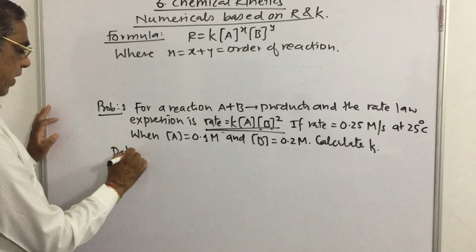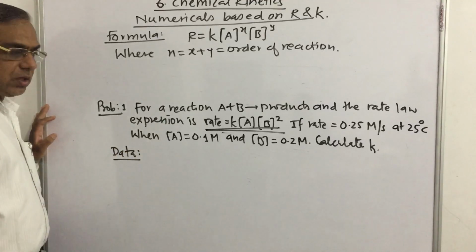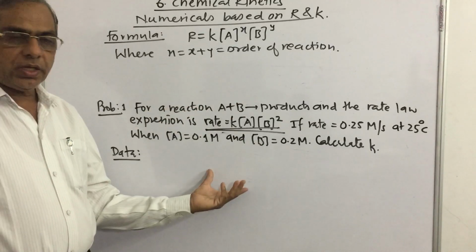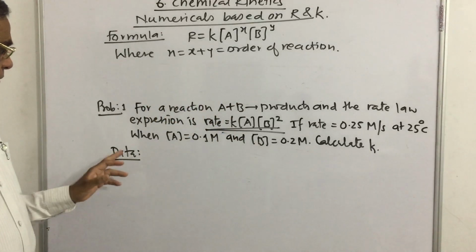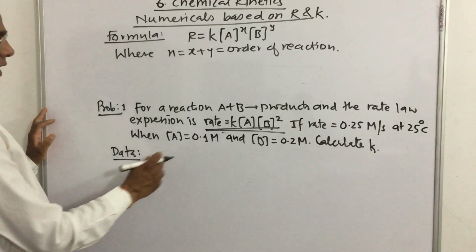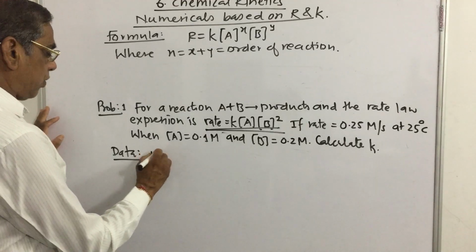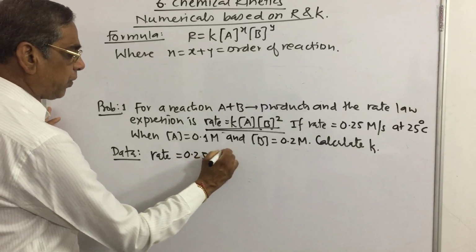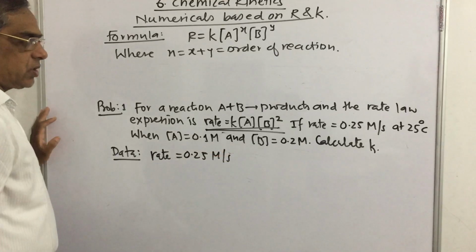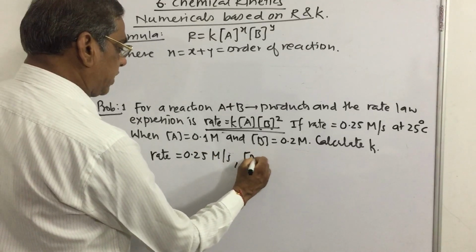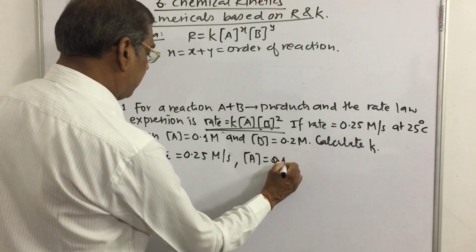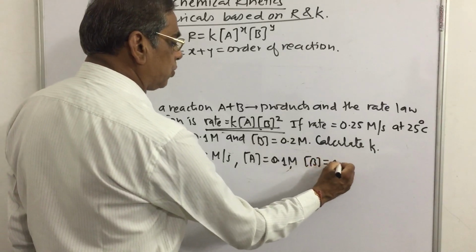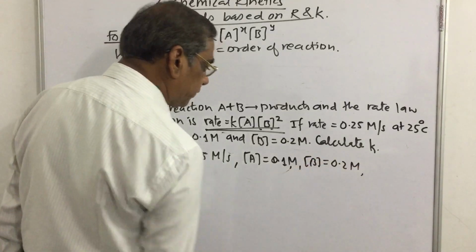First you have to find out the data, that is, what values or quantities are given in the numerical. So here the value of rate is given, that is rate equal to 0.25 molar per second, concentration of A equal to 0.1 molar, and concentration of B equal to 0.2 molar.